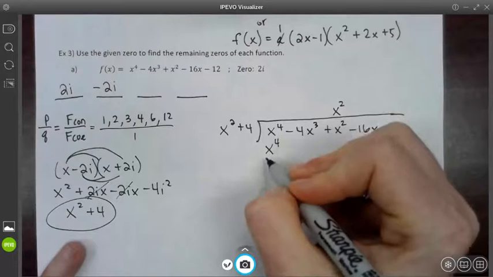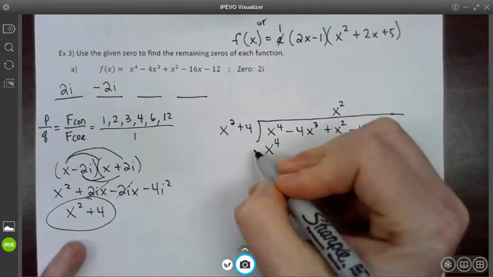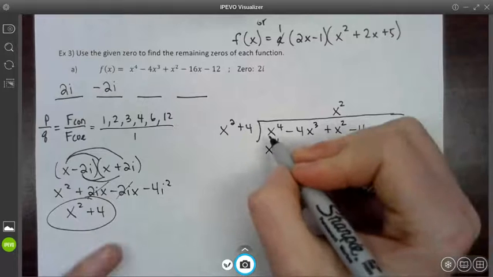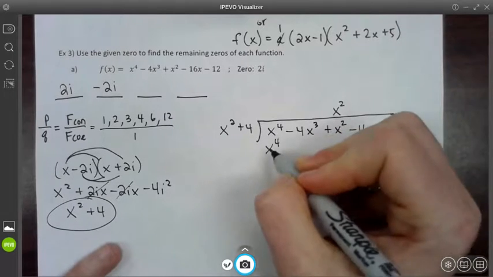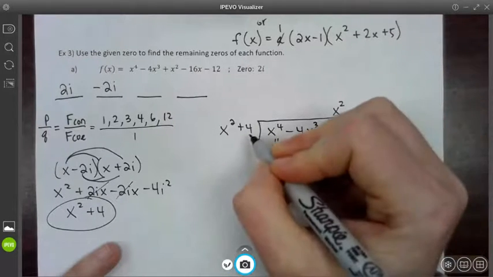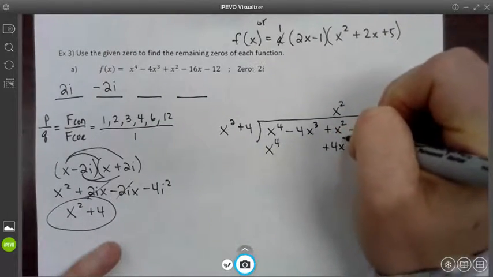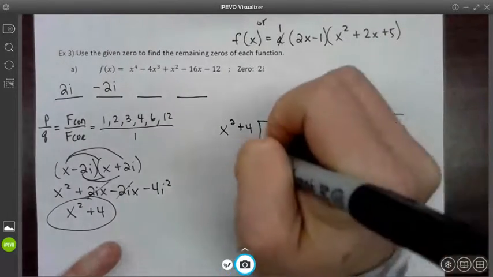You want these two terms to match because when I go to subtract in the next long division step, I want these two to cancel. So I always want whatever is here, I want this to match it. All right, and then what's x squared times positive 4? That's positive 4x squared, right? So you want to line them up. Then we're going to subtract.